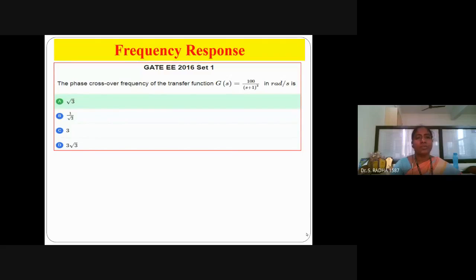The phase crossover frequency of the transfer function G(s), the open loop transfer function G(s), is given. Generally, it will be a unity feedback system, so let us take H(s) equal to 1. If it is not unity feedback, then they will give H(s). Now the loop transfer function G(s)H(s) is nothing but 100 divided by (s + 1) whole power 3. We are supposed to find the phase crossover frequency, and the notation is omega pc. We have to find the omega pc value.